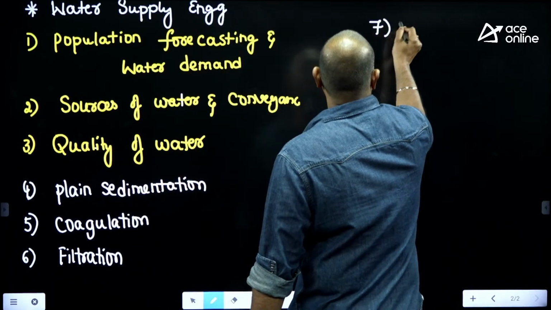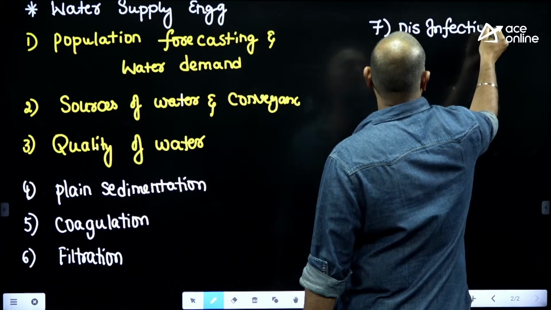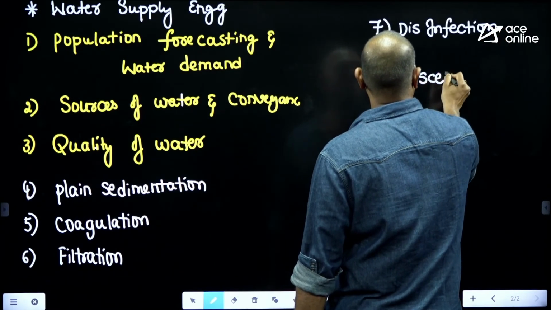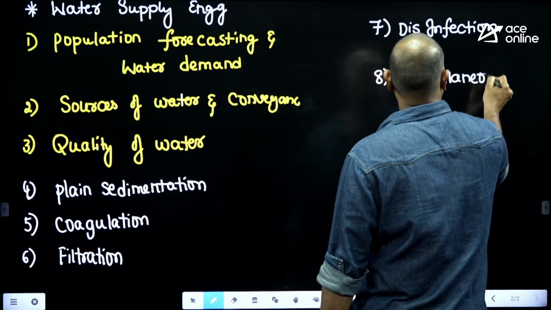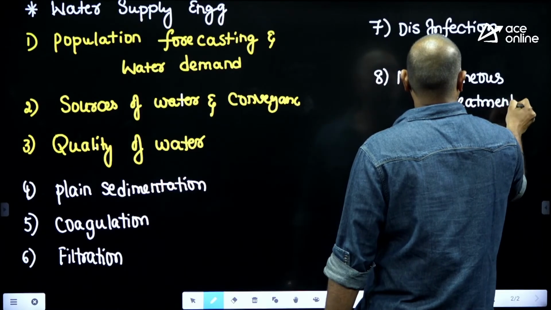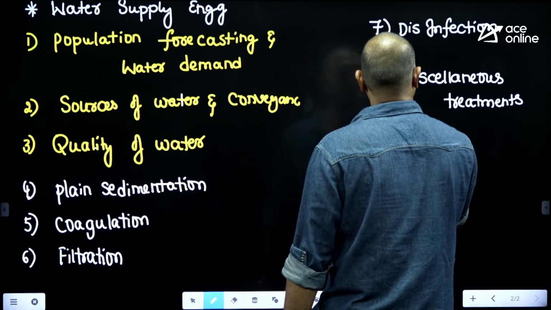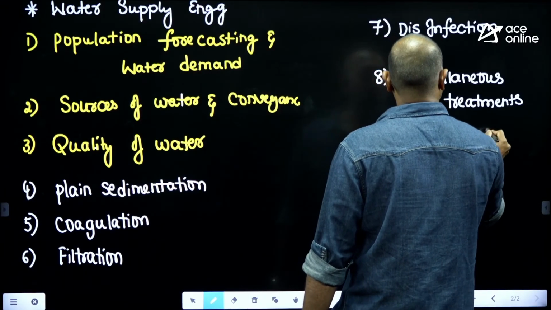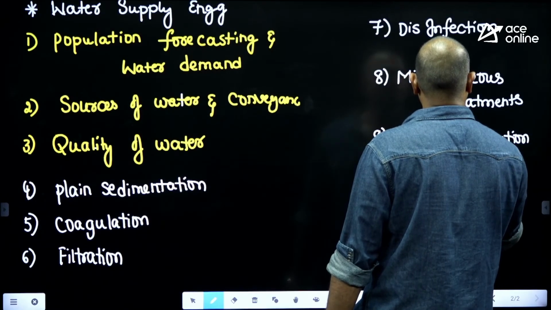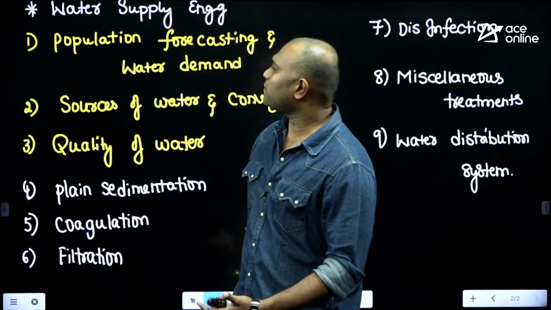Then disinfection. Miscellaneous treatments. Miscellaneous treatments and water distribution system. Okay. So now these are the 9 topics that come under water supply engineering.